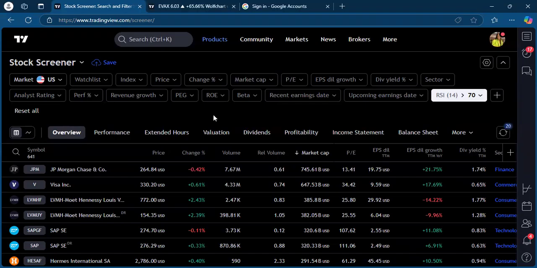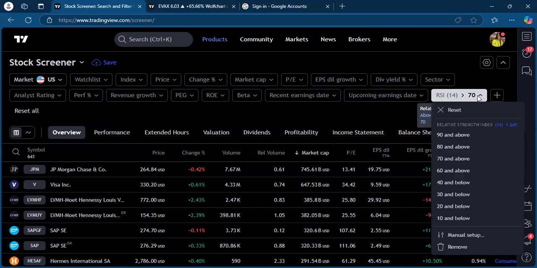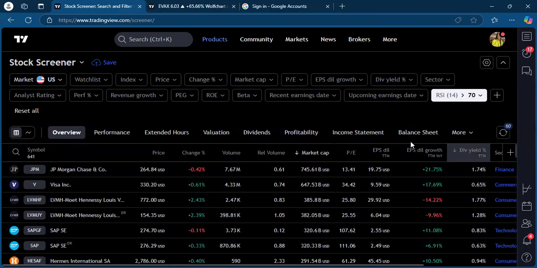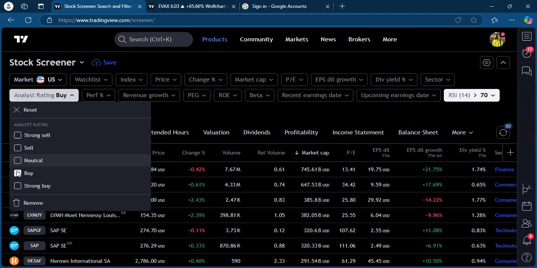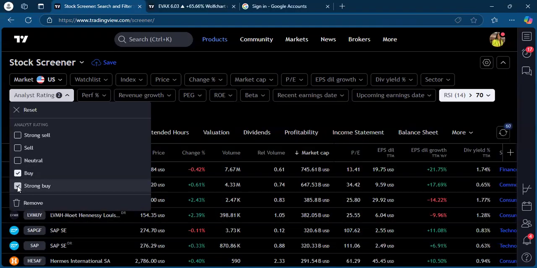That's when you go into the charts and you begin to apply your charting skills and what you know and follow as far as setting up your potential trade entries and exits and stuff like that. So in this case, we have our RSI set to 14 and 70 and above is what we'll have it at. Now, my favorite thing to do is focus on what analysts are saying as well about a stock. So I go to buy and strong buy.